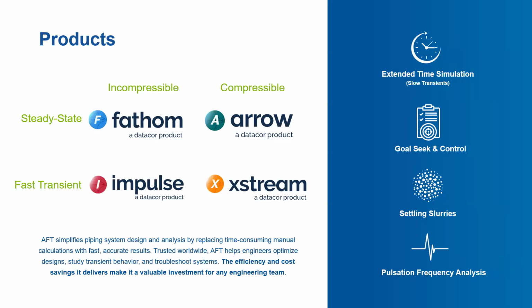Here's an overview of our products. We basically break it down by whether they are incompressible or compressible, and whether they are steady state or fast transient. I say fast transient because we can also do slow pseudo steady state analysis using our extended time simulation modules. Additionally, we have goal seek and control modules. Both of those modules are available for AERO. And then for Fathom and Impulse, we also have settling slurries. And the pulsation frequency analysis module is available for Impulse and EXTREME. Today's focus will be on AERO, which is our compressible steady state program.